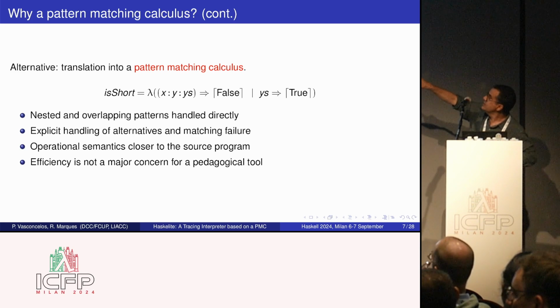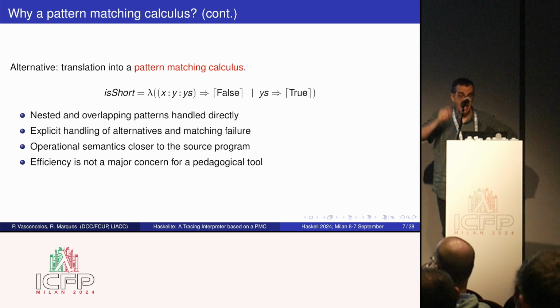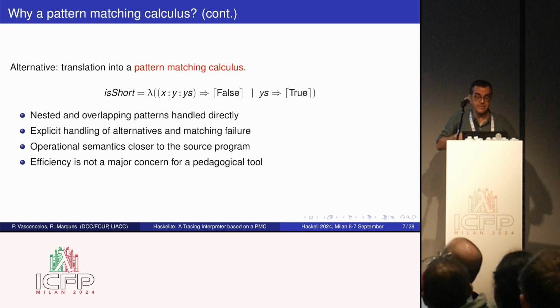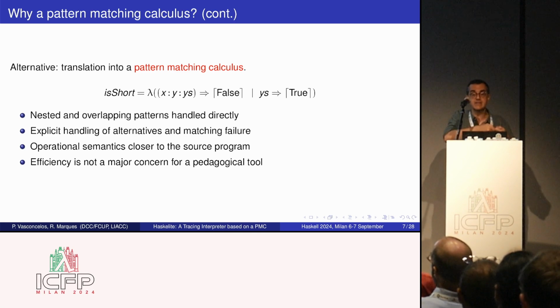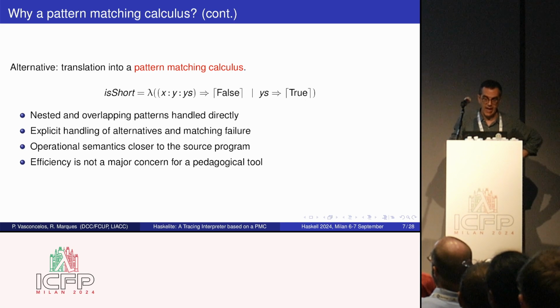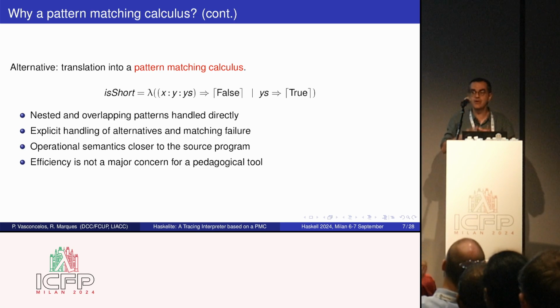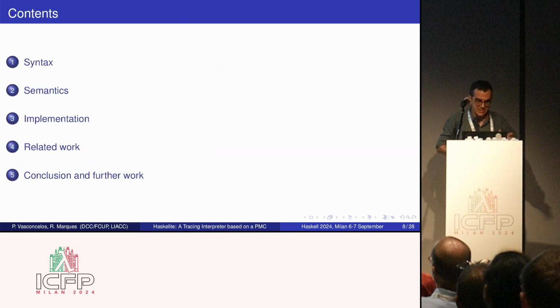So the idea is that you have nested patterns, you have a notion of alternative and a notion of failure, explicit failure in the calculus, and so the operational semantics actually does something closer to what the programmer wrote. And it's less efficient because you have to manage this alternative backtracking, but that's not a major concern in a tool where you're going to use it for small programs anyway. Okay, so this is what I'm going to go through.